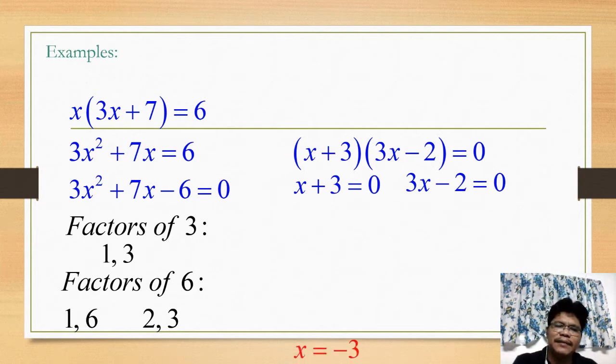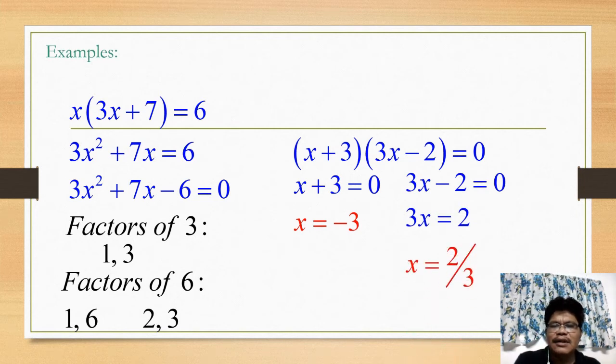Let us now simplify the first one. So x equals negative 3. Or by applying the addition property, add both sides by negative 3. 0 plus negative 3, so the answer is negative 3. How about the second equation? If you transfer negative 2 to the right, it becomes positive 2. But the coefficient of x is 3, so you need to divide each term by 3. So that's why the answer is 2 over 3.